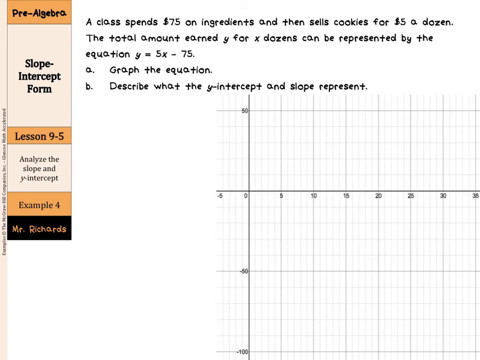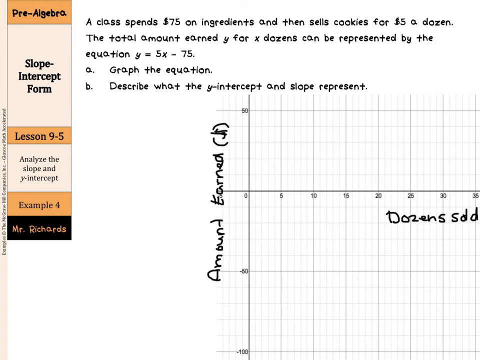Now, on our x-axis, this is going to represent our dozens of cookies sold. And for our y-axis, this is going to represent our amount earned. And this amount, of course, is going to be in dollars. So we're going to graph this equation. So our first step is to identify our slope and y-intercept.